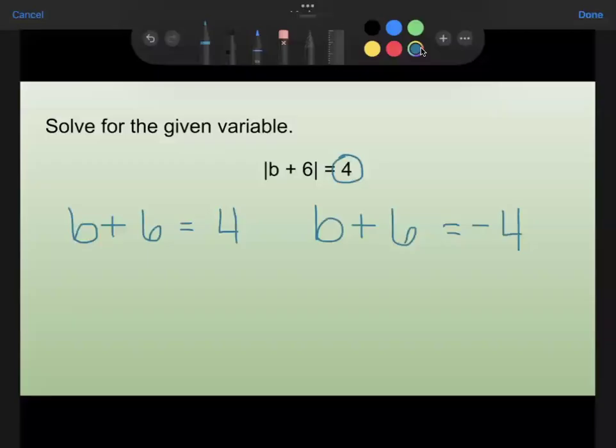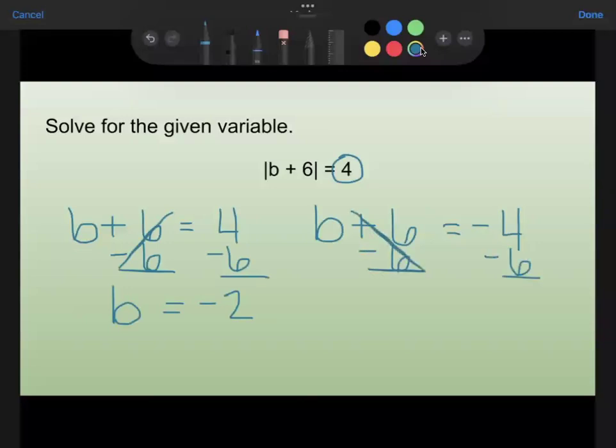Now I'm going to solve each equation separately to find out what the two values of b could be. I'm going to subtract 6 from both sides here, because that's the opposite of adding 6. I end up with b equals negative 2. On this side, I do the same thing. I'm going to subtract 6 from both sides, cancel that out, so I end up with b equals negative 10. So those are my two values for b. They're either going to equal negative 2 or negative 10.